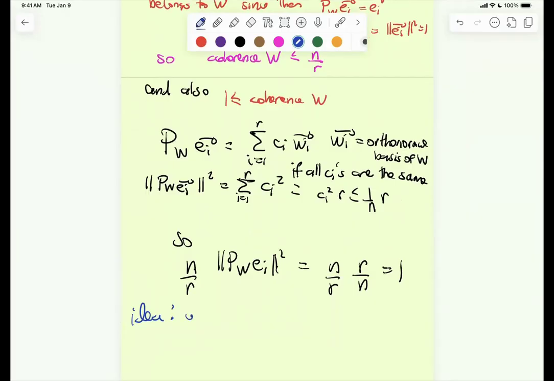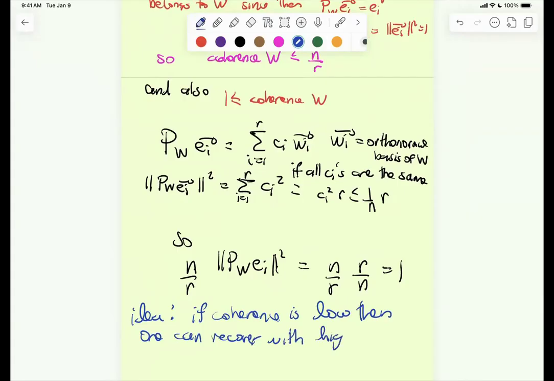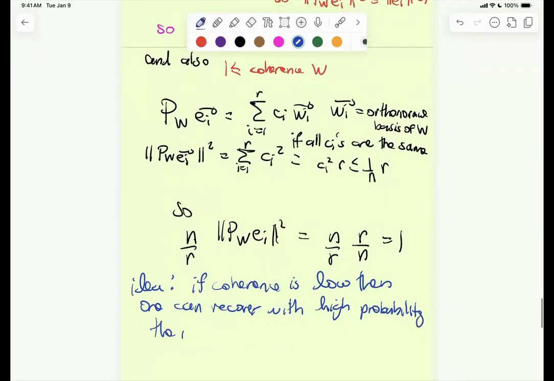But the idea is that if the coherence is low, then one can recover with high probability the matrix A. Okay. And that's the idea. And again, I'll fill out some of the details in the notes so that you can read more about it if you are curious.